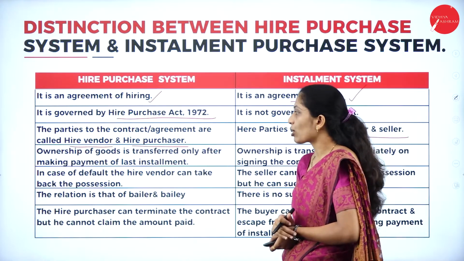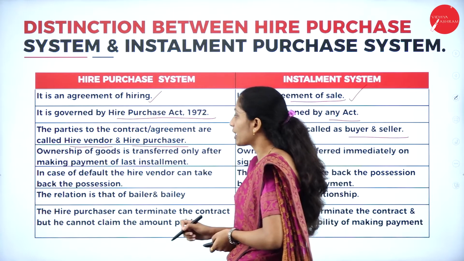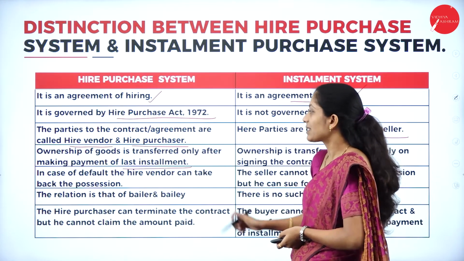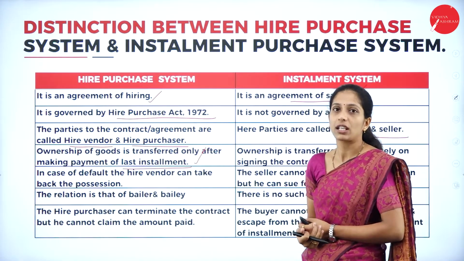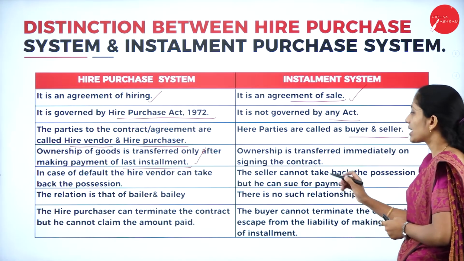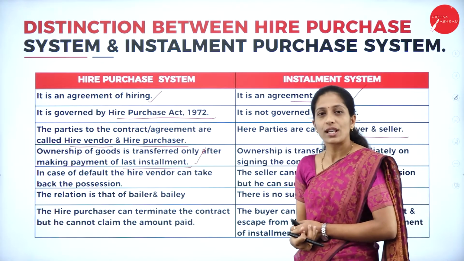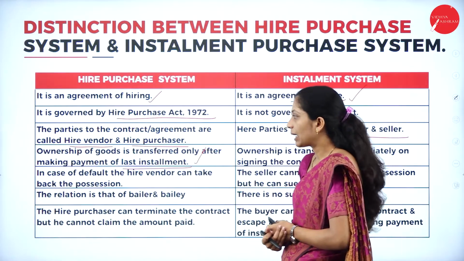Now if you see ownership, under hire purchase system, as we have already discussed, the ownership of the goods is transferred only after the payment of the last installment. Whereas under installment system, it is transferred immediately on the date of agreement itself.